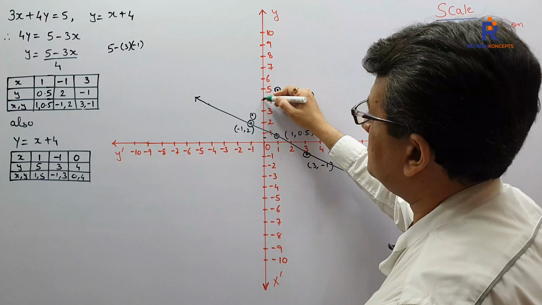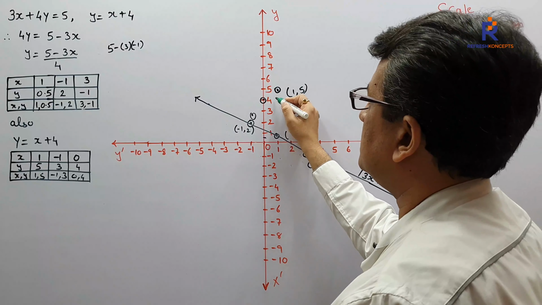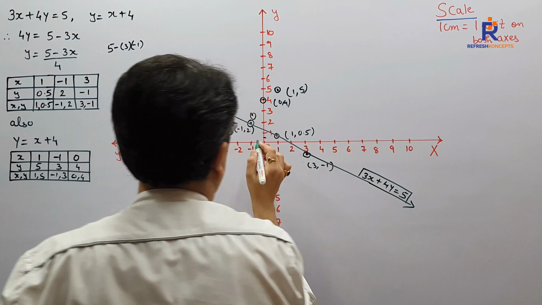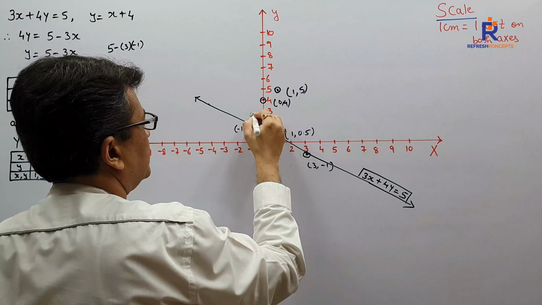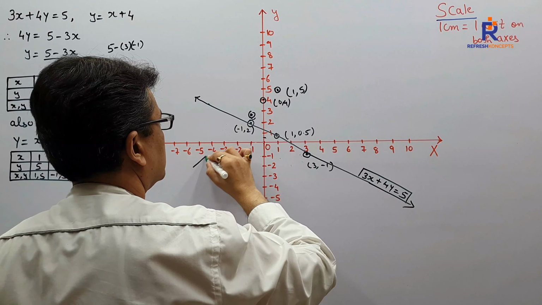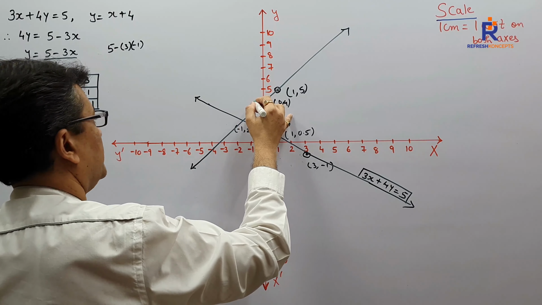Do write down everywhere: 1, 5. Next is 0, 4. Minus 1, 3. Are they in a straight line? Indeed, yes. Just draw a straight line passing through them. This is minus 1, 3.